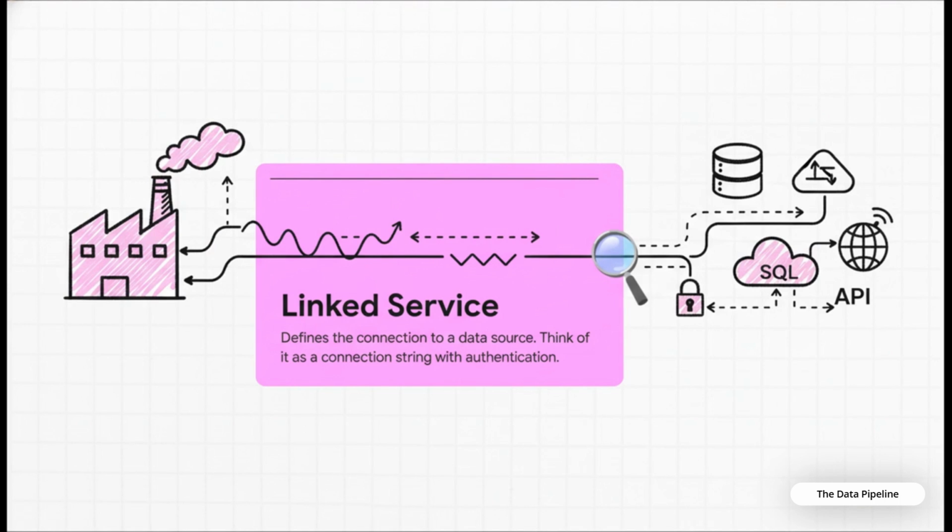First things first, your factory needs to be connected to the outside world. That's what a linked service is. Just think of it like a secure connection string. It's the information that tells ADF how to go and access something else, like a database or a storage account. It's basically the power line and the delivery truck route for your factory.